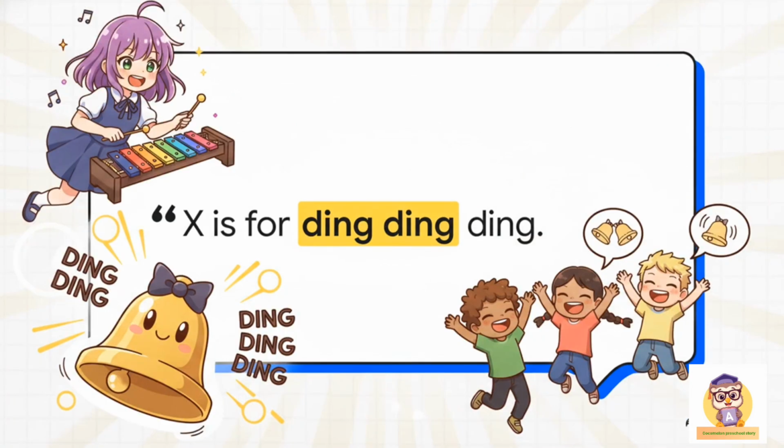And then we get to the notoriously difficult letter X. Usually it's paired with a xylophone, right? But here, the text simply bypasses the complex word entirely. Instead, we get a hilarious, abrupt onomatopoeia. X is for ding, ding, ding. It's so incredibly direct and honestly highly memorable. You're definitely not going to forget that one.